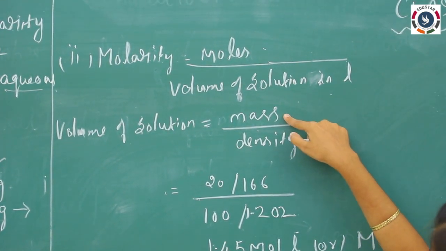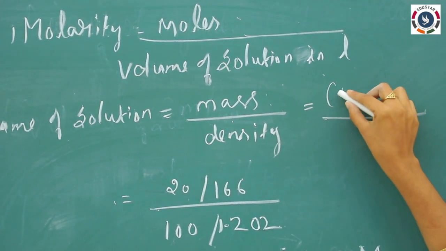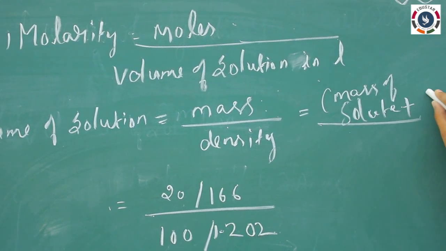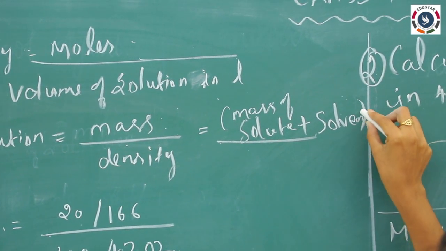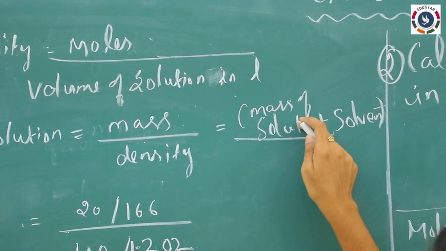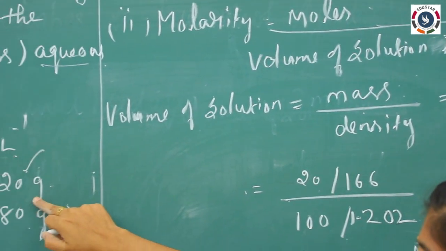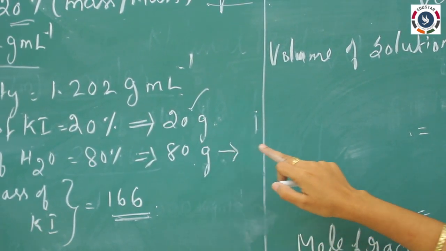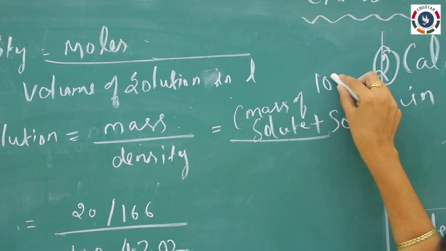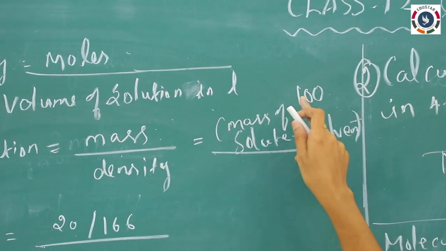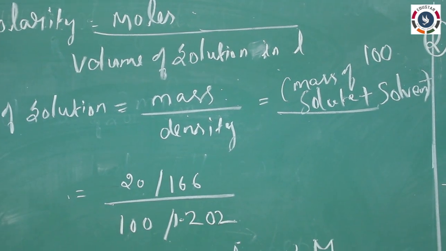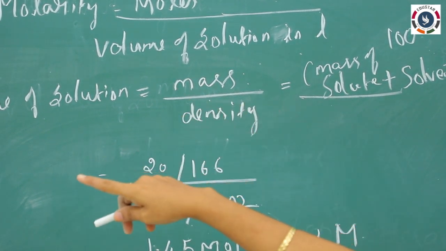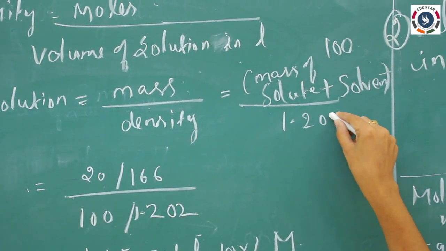So what is this mass? Mass of solution equals mass of solute plus mass of solvent. What is the mass of solute? We have already written 20 gram. What is the mass of solvent? It is 80 gram. So 20 plus 80, it is 100. Okay. So mass of solution is 100. Remember, you always have to add the mass of solute and mass of solvent to get the mass of the whole solution. Density they have given in the problem, that is 1.202 gram.